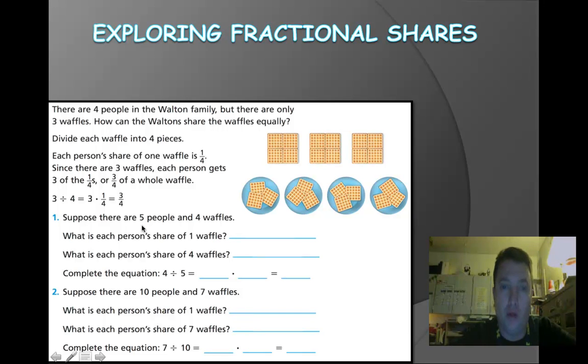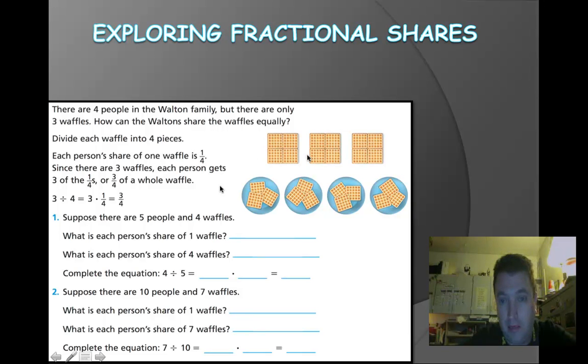It says there are 4 people in the Walton family, but there are only 3 waffles. How can the Waltons share those waffles equally? Well, we can divide each waffle into 4 pieces, so you can see that here. Each person's share of 1 waffle is 1/4. So for each waffle they get 1/4. Since there are 3 waffles in total, and that's these guys up here, each person gets 3 of the fourths, or 3/4 of a whole waffle.